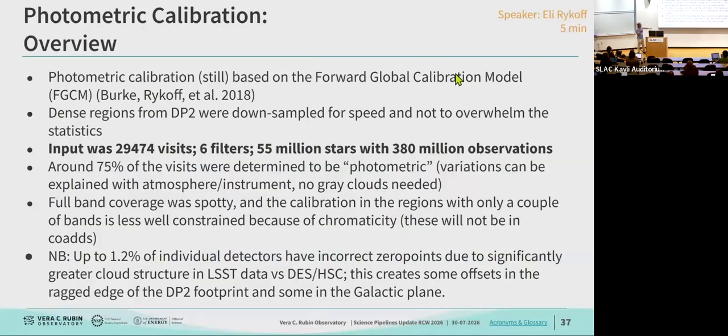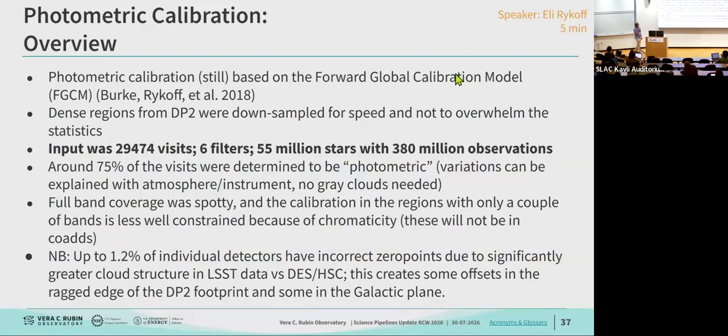and full band coverage in DP2 was kind of spotty. The calibration in regions with only a couple of bands is less well constrained. Many of these are not in the coadds. There's that big region that is in the single frame and not in the coadds.